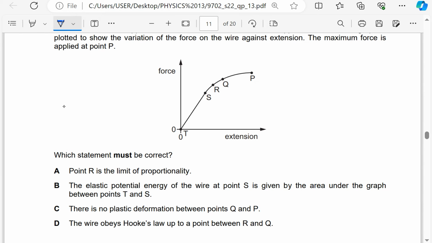Point R is the limit of proportionality. The limit of proportionality must be where the straight line stops. So this is not correct.